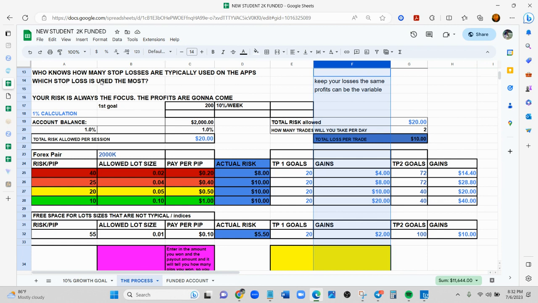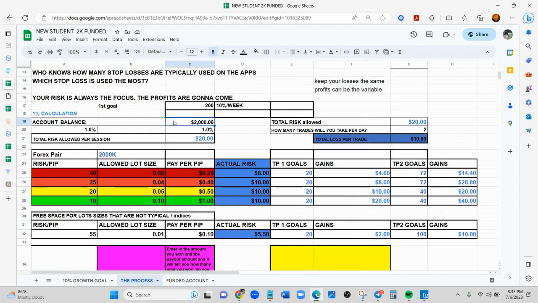Now, if you're studying the signals, how many stop losses are typically used on the apps? There can be a 20 pip stop loss, a 30 pip stop loss, right? But on average, we stay anywhere between 10 pips and maybe 60 pips in Forex. So this is going to focus on Forex pairs, because when you're super new, Forex is a lot less volatile and the risk is significantly decreased, unlike with indices, where with Forex pairs you may risk 40 pips, with indices you're looking at a 400 pip risk.